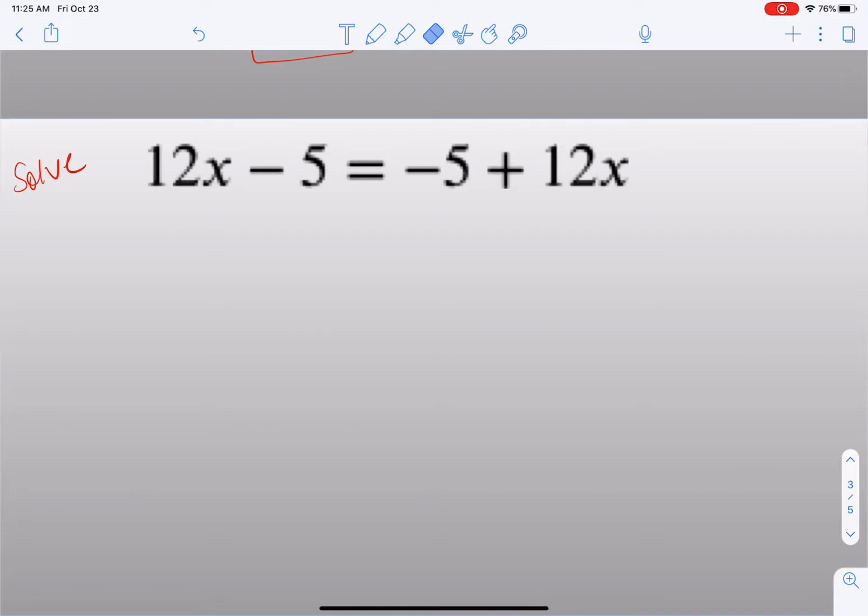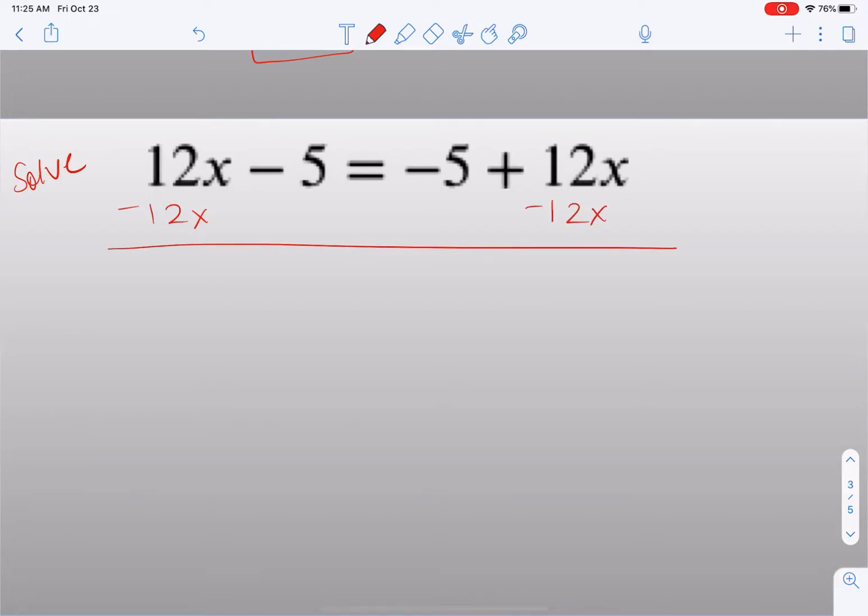So the first thing that I want to do is, again, combine my variables and get them both on the same side. So I'm going to subtract 12x from both sides. And when I do that, it simplifies over here and also over here. So this is really similar to the first problem that we solved together, where my variable all together canceled out. So let's see what I'm left with. I'm left with negative 5 equals negative 5. And this is always true.